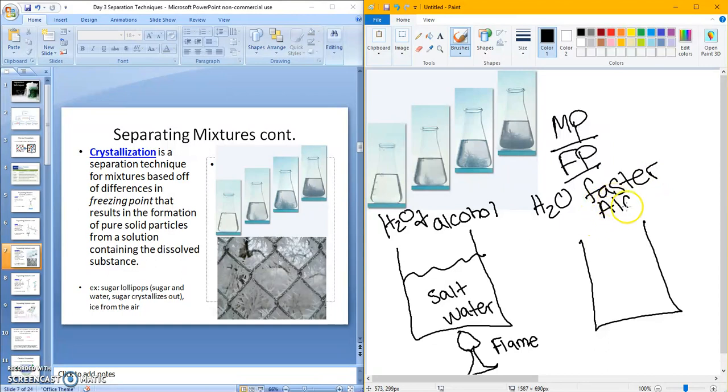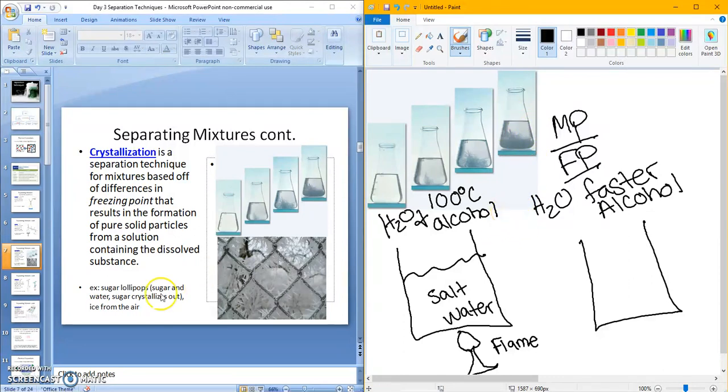So when I have alcohol and water mixed together in this container, if I were to put this in a freezer and freeze it, my water would freeze, and it starts to freeze and makes these crystal patterns inside of it. So my water would freeze, but my alcohol would stay a liquid. Then I could take this flask, pour it through a filter, keep the crystals, and the water would be separated from the alcohol.